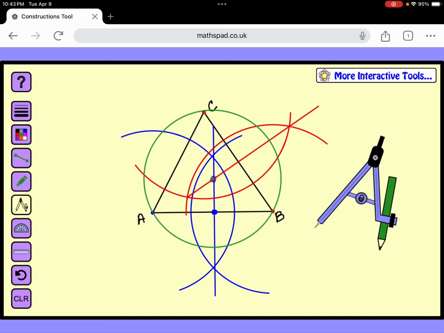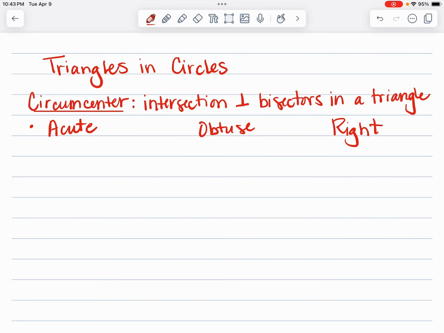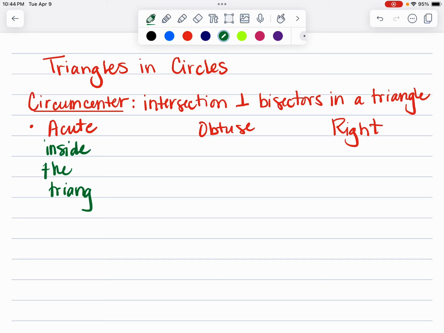So we can see that obviously that point is special. It's the center of the circle, so it's circumscribed. But what I want to point out today is that the circumcenter lands in different places depending on what kind of triangle it is. So we just did an acute triangle and we saw that the circumcenter was inside the triangle.